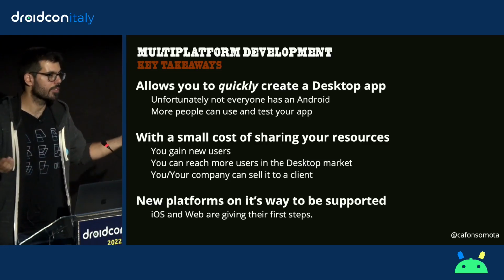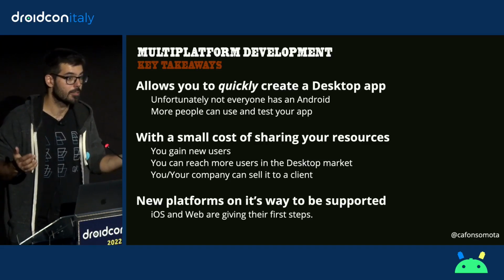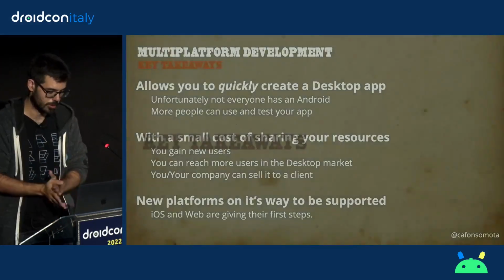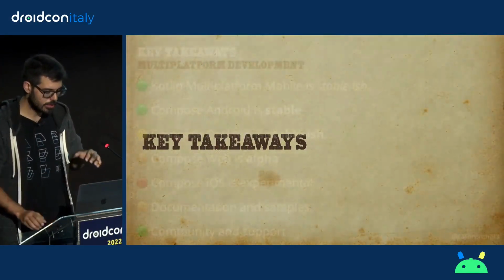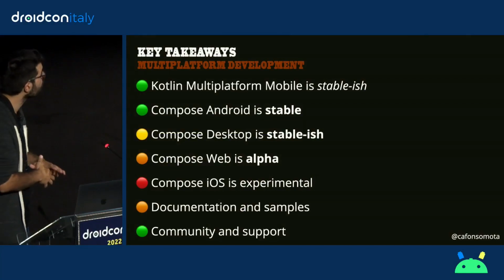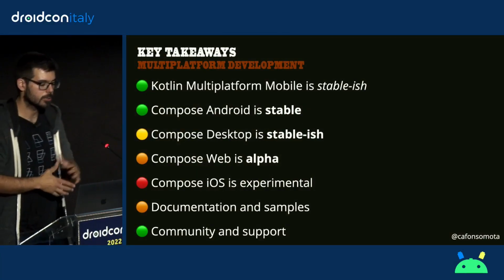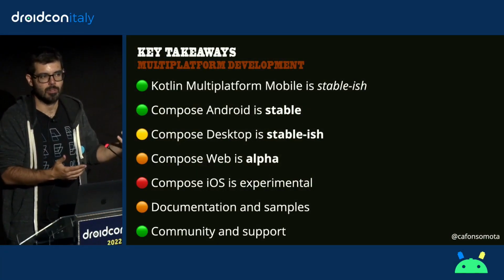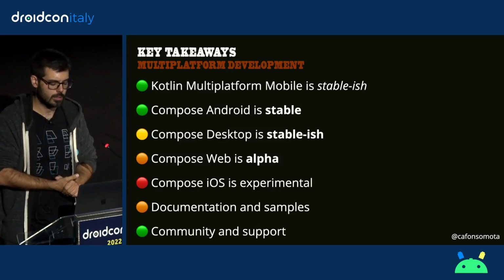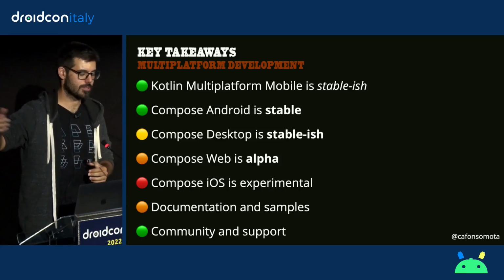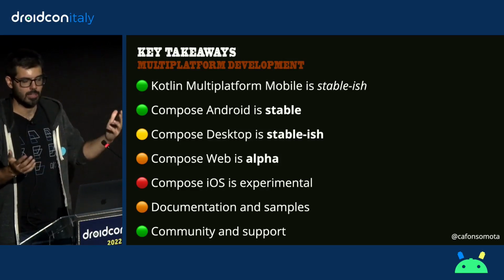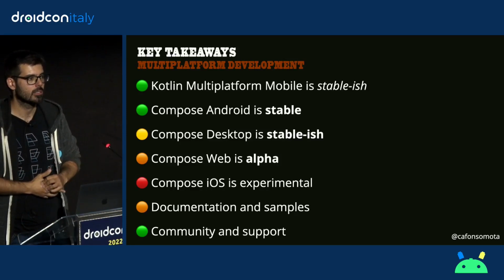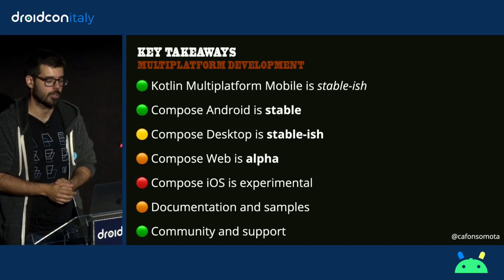Also, iOS and web are taking their first steps. So once again, the future is bright. Let's see what we've got on our way. This is just a small brief of everything, some key takeaways. Kotlin Multiplatform Mobile is stable-ish, so from my point of view, it's stable, although the beta version is going to be launched this year. But from what I've been finding and talking with people, it's stable to be in production.